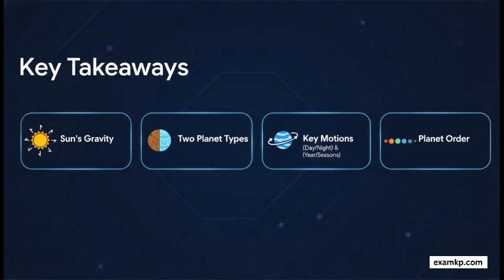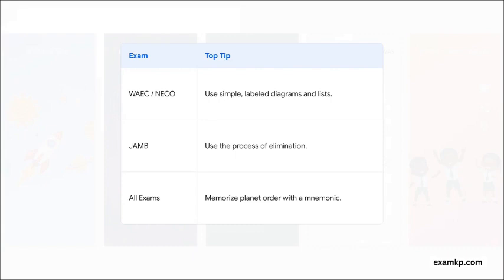Now, for some tips for the exam hall. For your WAEC and NECO theory papers, please use simple lists and label diagrams. Don't write long stories. It makes your answers so much clearer and easier to mark. For JAMB, your best friend is the process of elimination. Get rid of the answers you know are wrong first. And for all exams, you must have a mnemonic to memorize the planet order.